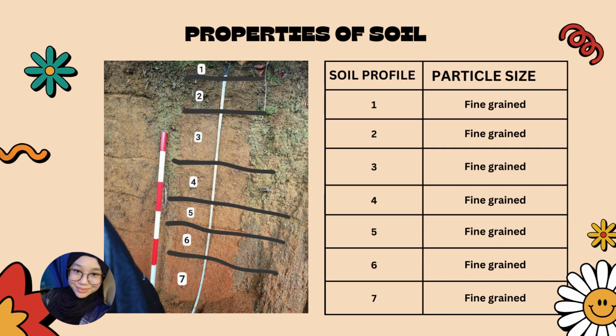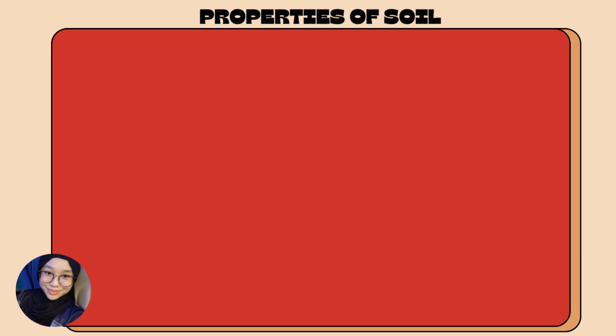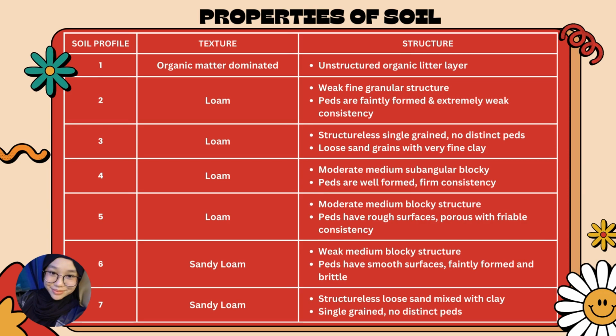As you can see on the slide, our group found that soil profiles 1 to 7 show that the soil has fine-grained particles. Then, let's see one by one. Our group found that the soil texture for soil profile 1 is organic matter and has an unstructured organic litter layer. Next, soil profiles 2 to 5 are loam but have different structures, where soil profile 2 has weak fine granular structure. Beds are finely formed and extremely weak consistency. Soil profile 3 has structurally single grain, no distinct beds and loose sand grains with very fine clay.